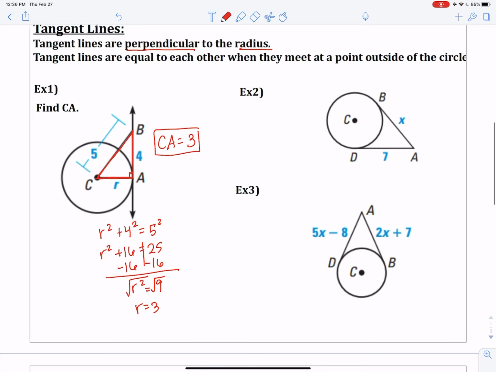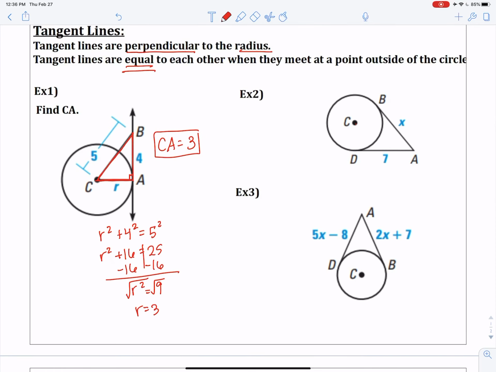The second statement: tangent lines are equal to each other when they meet at a point outside the circle. So in example number 2, BA and DA meet at point A outside of the circle. If you were to draw in a line CD or CB, those would make 90-degree angles there. So since these 2 lines, AB and AD, are both tangent and they meet outside, they are equal to each other. So that means that x is equal to 7.